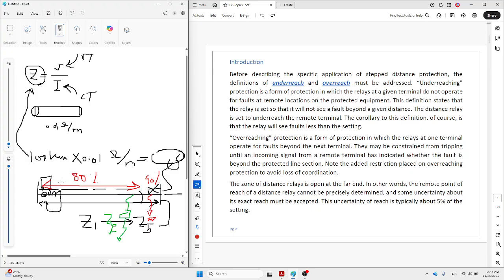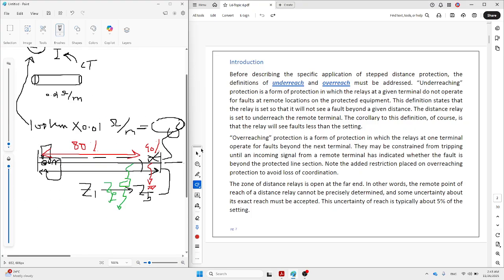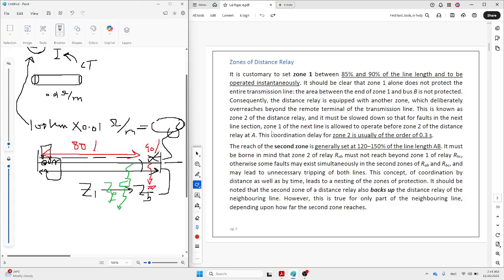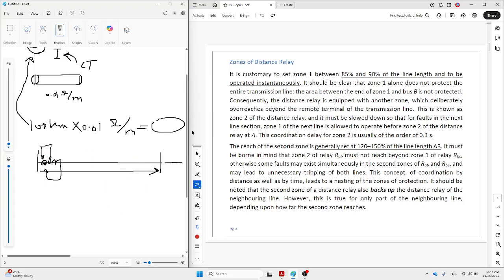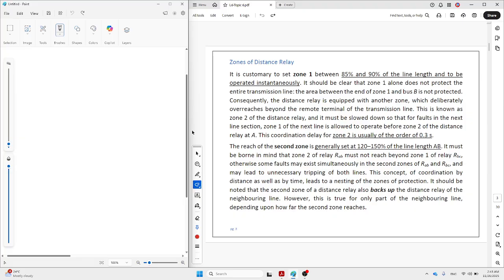So these two are explained in the notes, you can find them there. Okay. So for a distance relay, we're talking about two different types of regulatory. The regulatory number one is coming in this way.